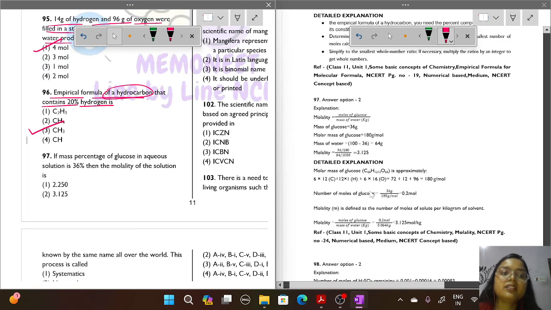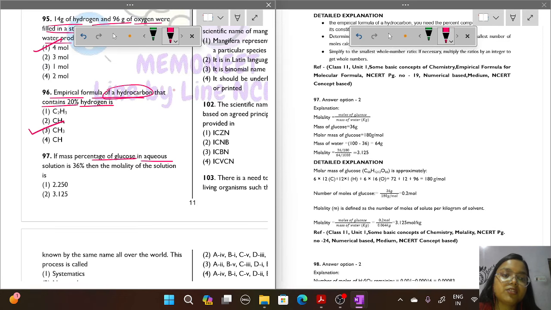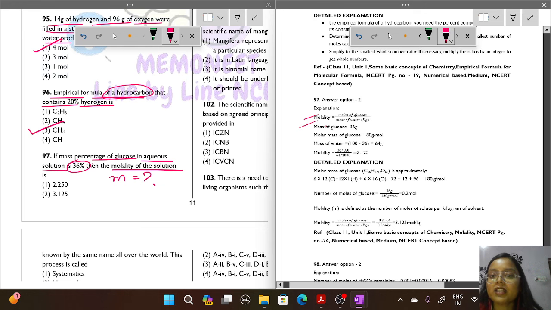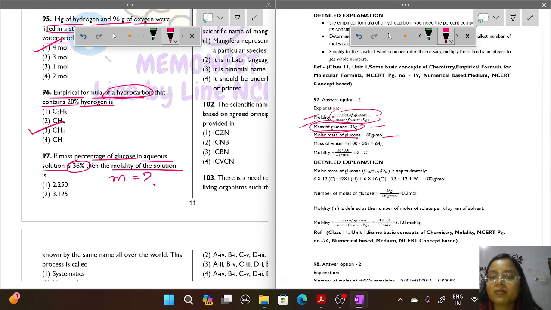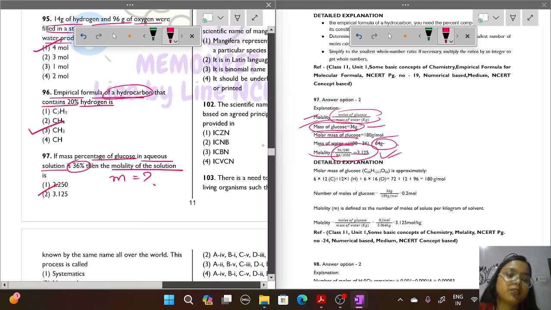Question number 97. If mass percentage of glucose in aqueous solution is 36%, then the molality, small m, it is asking. Molality is moles of glucose by mass of water in kg. Mass of glucose is 36 gram and molar mass is 180, so mass of water will become 64, then molality will become how much? It will be 3.125, option number 2.